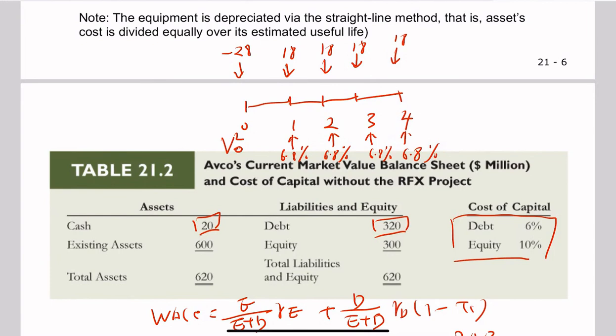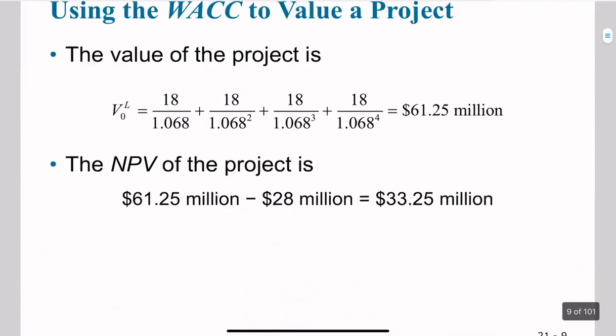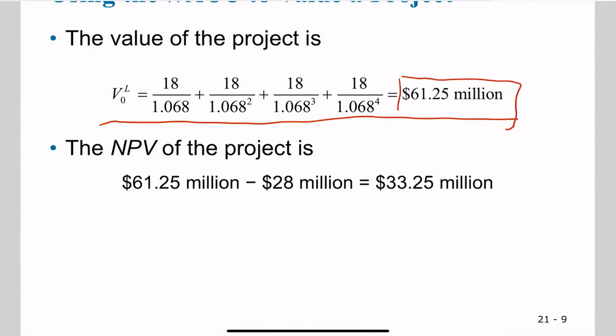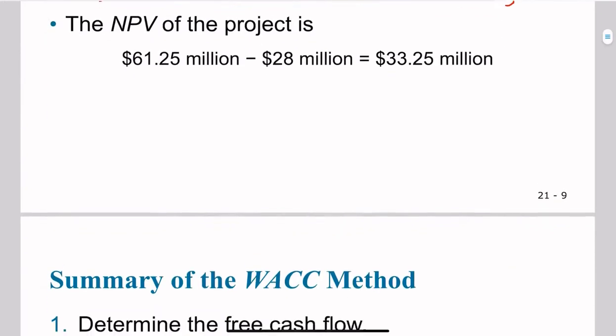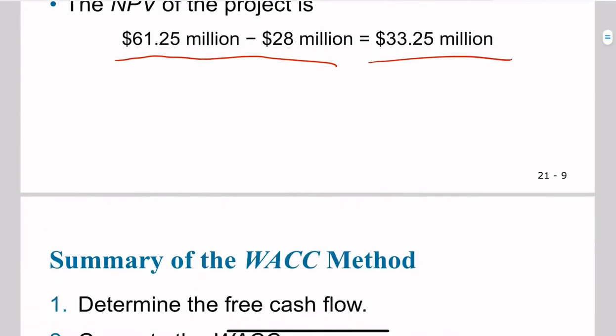And after getting these numbers, you could just discount these cash flows with the 6.8% WACC, right? So it's pretty easy here. And the value of this project is $61.25 million. And we know that the cost of the project is $28 million. So the NPV of this project is the difference between these two numbers, which is $33.25 million.